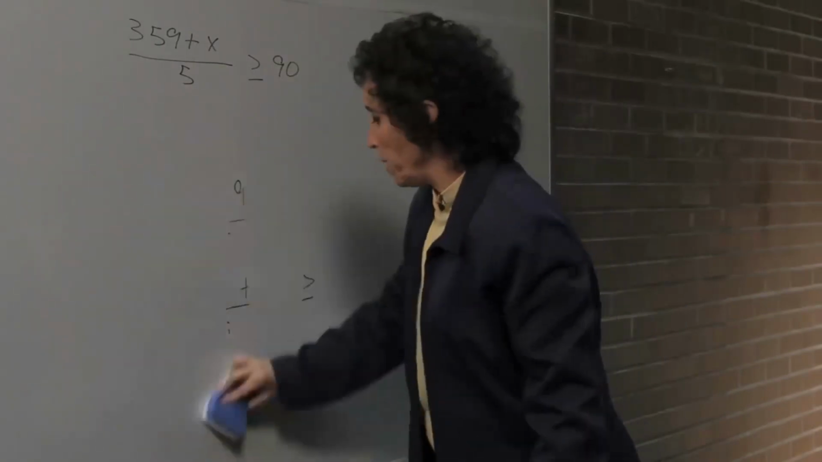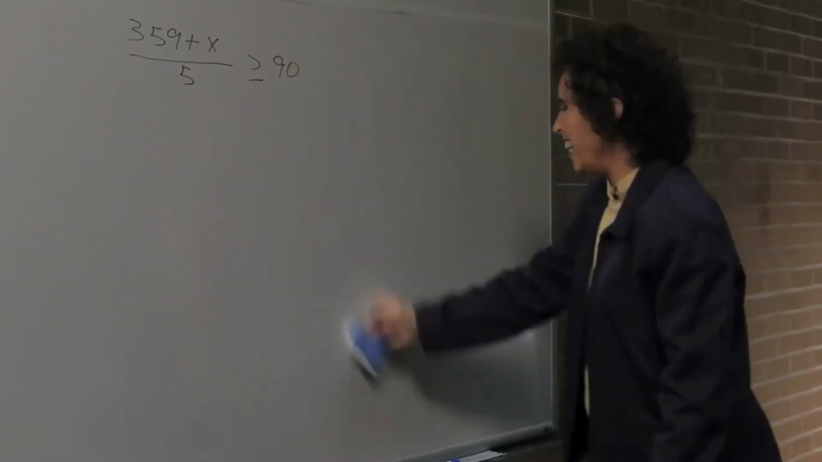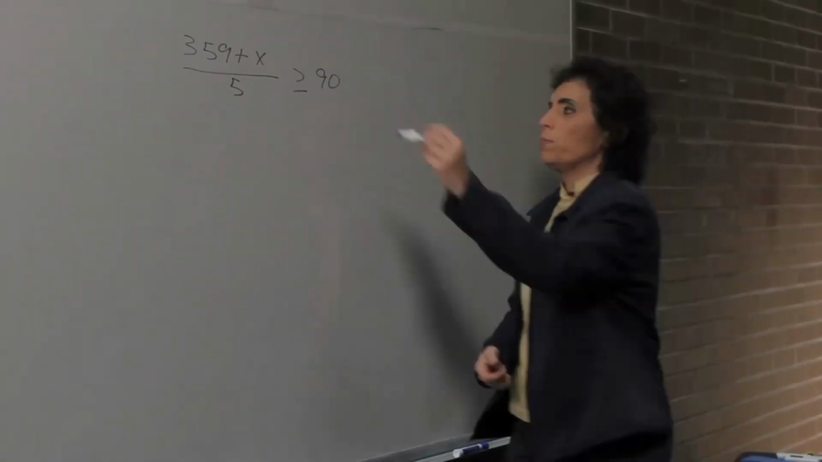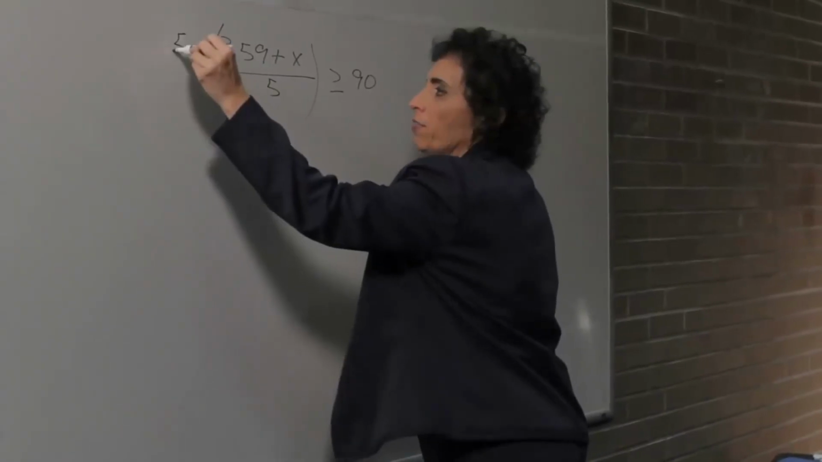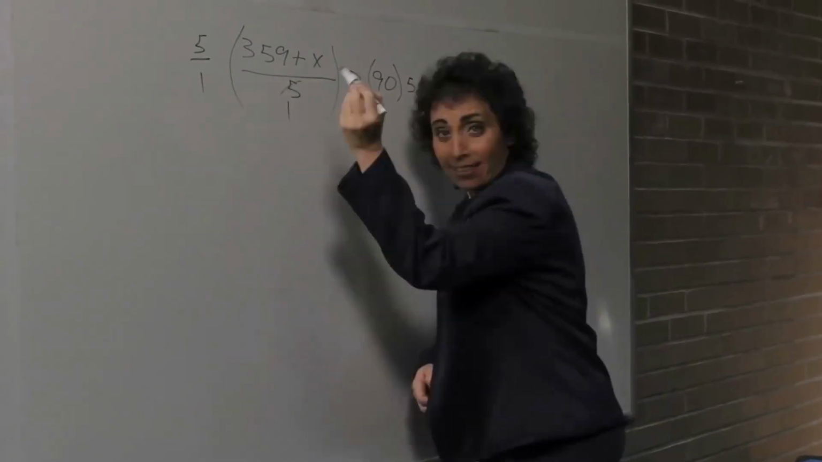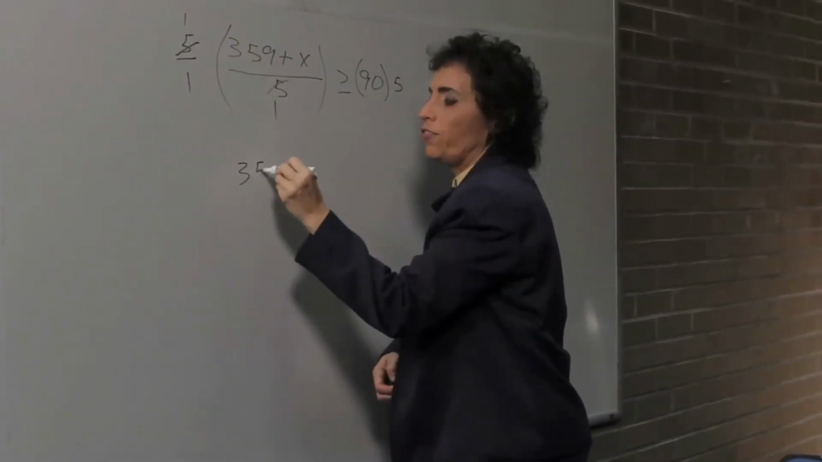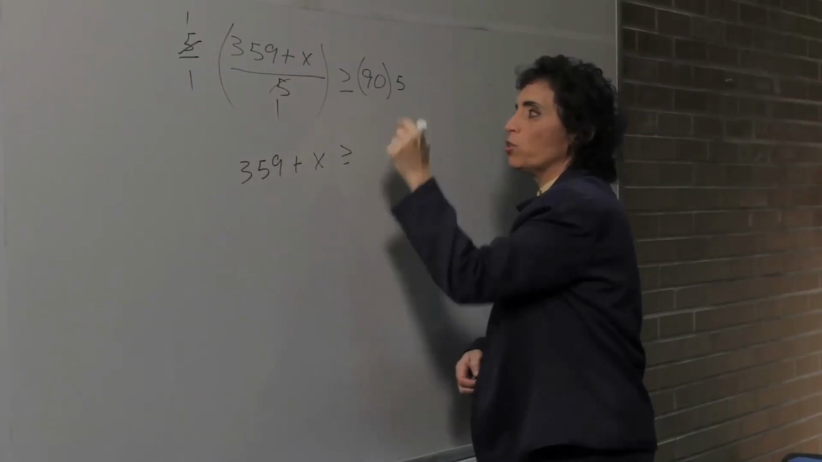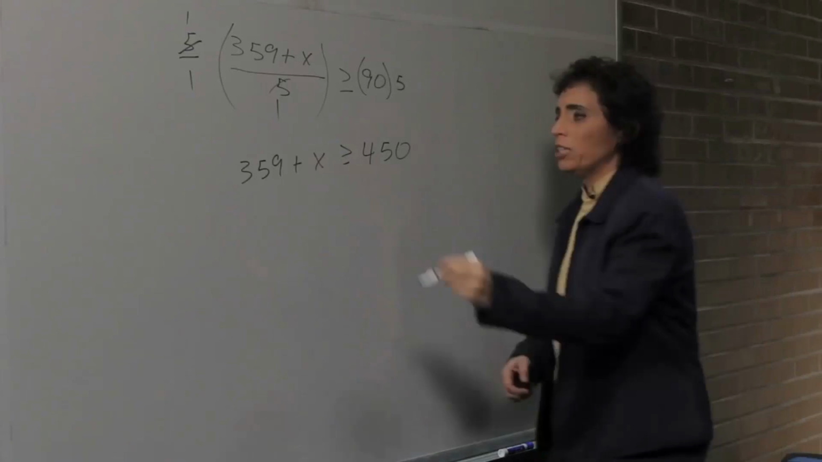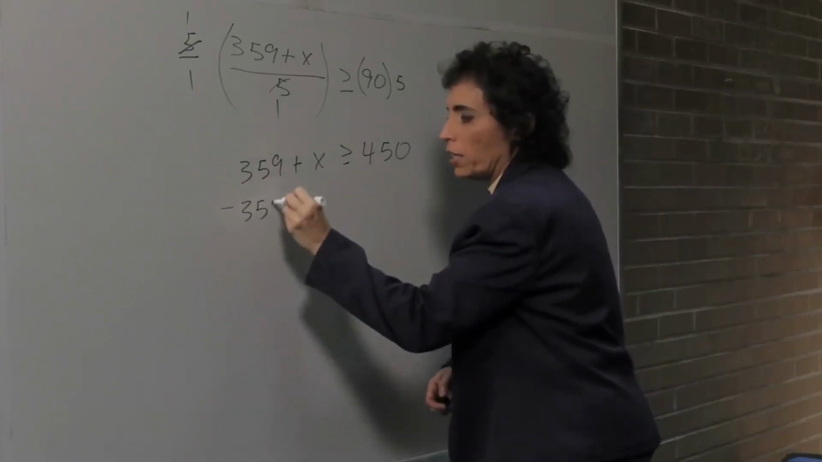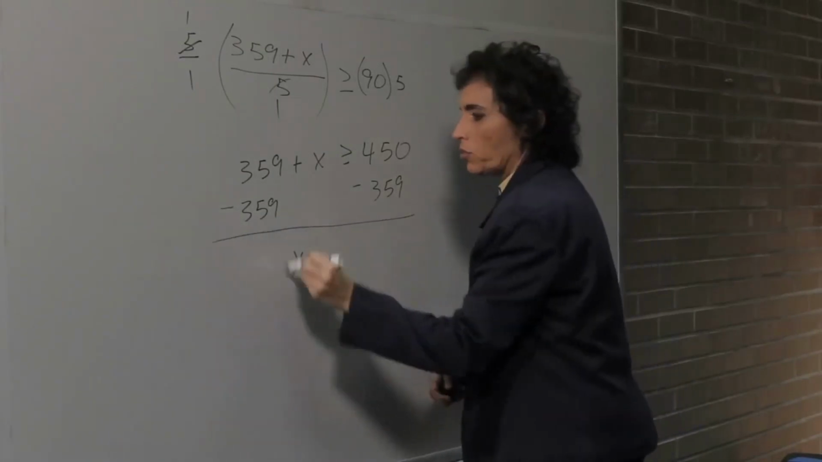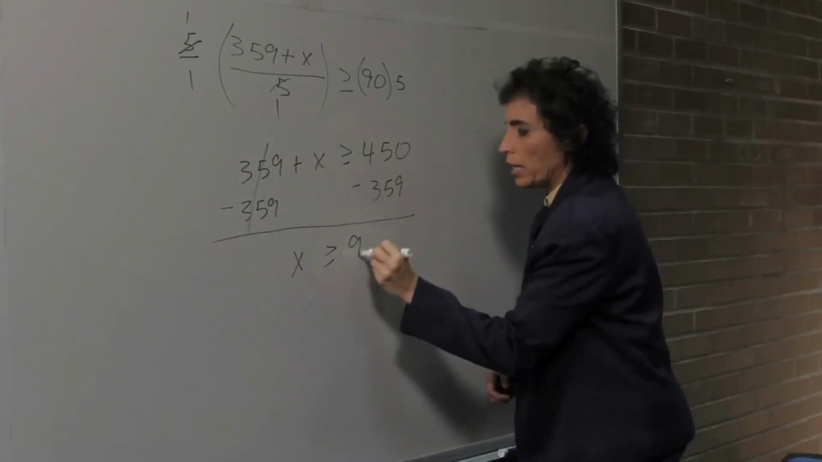Now, for me, I would like to do this as a fractional inequality, not an equation, but again, you solve them the same way. So we're going to multiply this by 5. We're going to multiply this by 5. If I do that, we get 359 plus x is greater than or equal to 9 times 5, 45. Put that 0 in. Awesome. Subtract 359. Subtract 359. x is greater than or equal to 91.